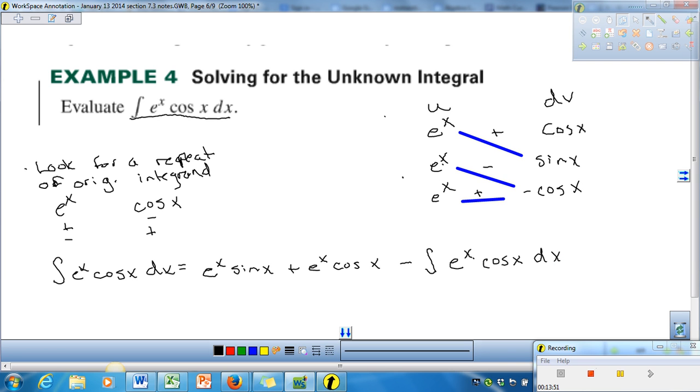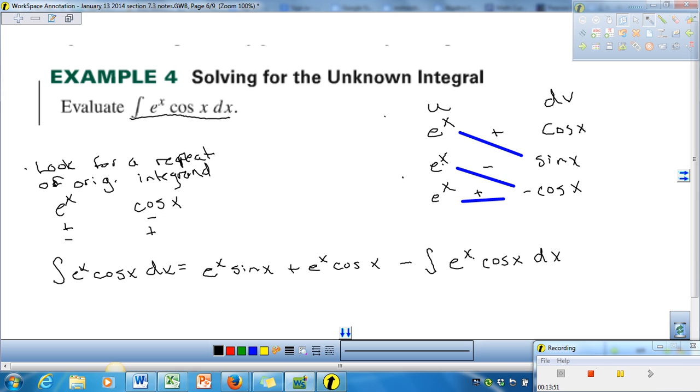Yeah, Matt? How does he know where to stop? You're not going to zero. Right. So in this one, I'm showing you a brand new type. And when you have two cyclical derivatives and integrals that won't go to 0, you can look for a repeat of the integrand. So I stopped because I saw e to the x cosine x, which is what I had in the original. And I'm going to show you why now.